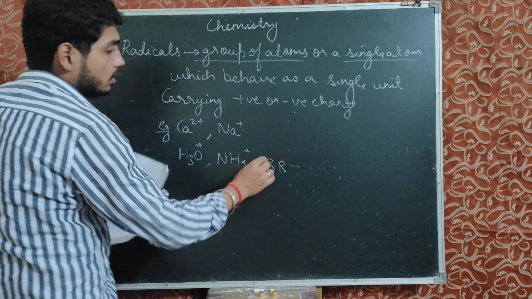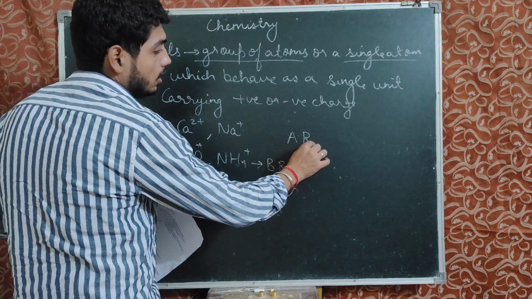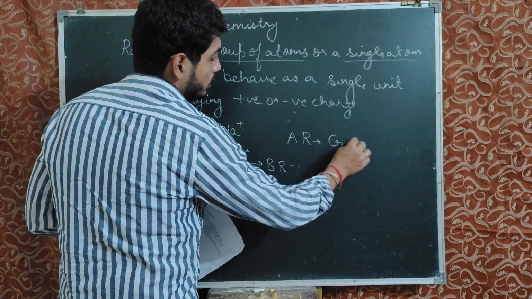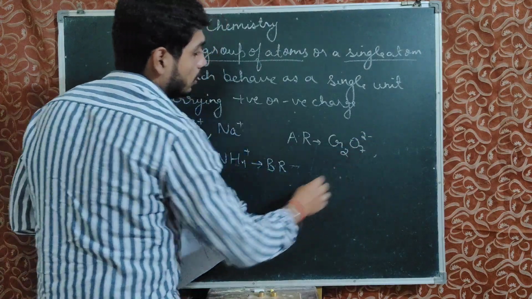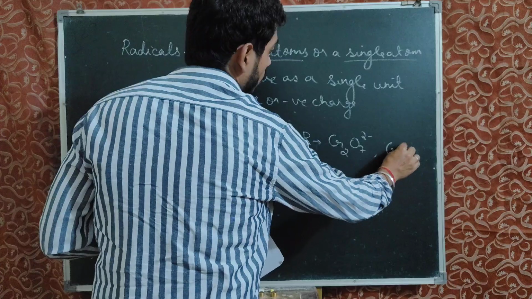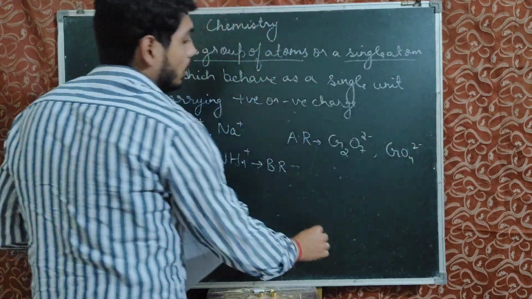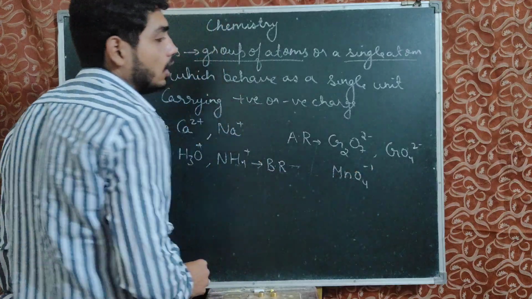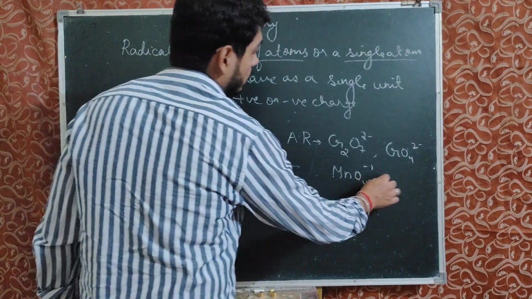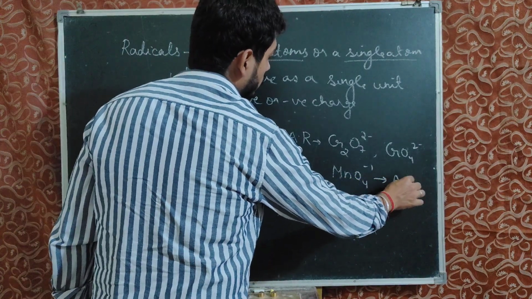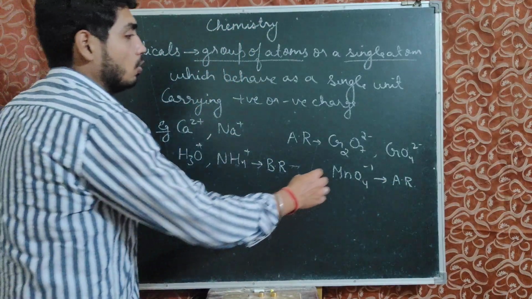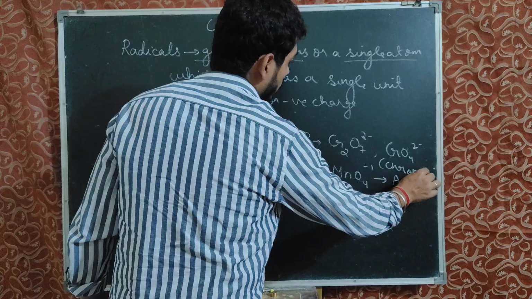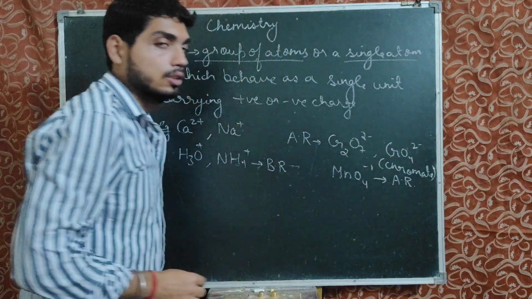And acid radicals are dichromate ion, Cr2O7 2 minus. Okay, chromate ion CrO4 2 minus, permanganate ion MnO4 minus. So these are all what? Acidic radicals. Okay. This is a chromate ion. This is dichromate. This is chromate. Are you all getting this? Okay.